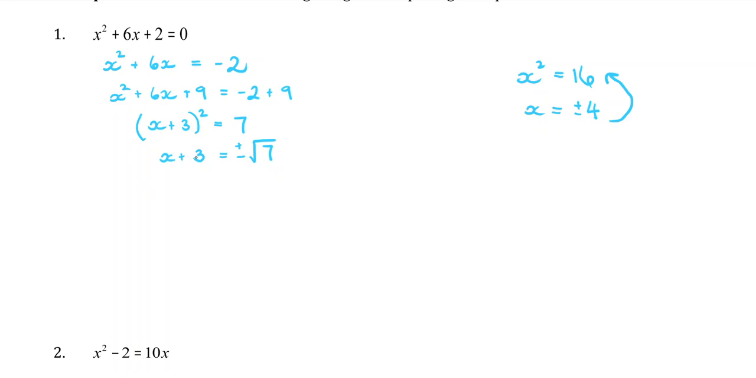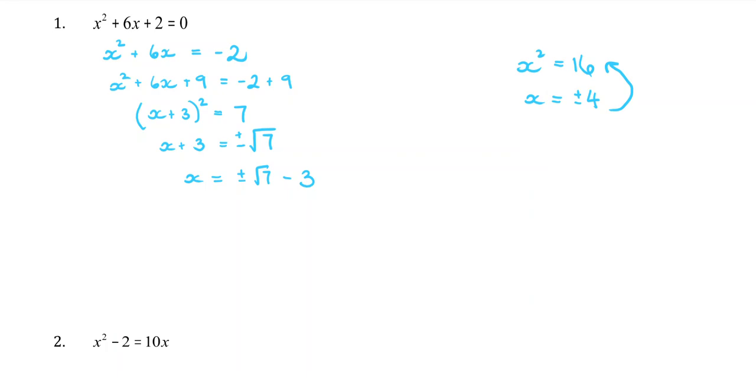Next, the positive 3, I'm going to move it across to the other side. So x equals a plus or minus 7 and then minus 3. Now, it's okay for you to leave your solution like that. But you may want to separate your two solutions so that you can see them.